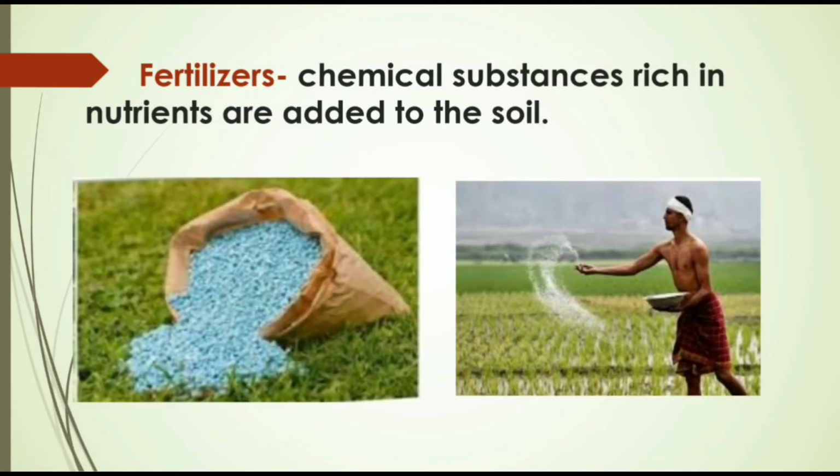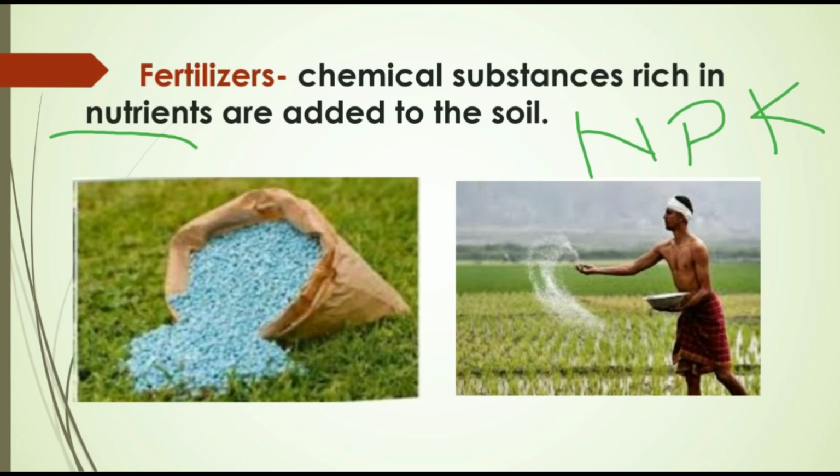The next method we can use to replenish nutrients in the soil is the use of fertilizers. Fertilizers are chemical substances which are rich in specific nutrients. Like we generally use NPK, which is rich in nitrogen, phosphorus and potassium. These are chemicals which are directly added to the soil.